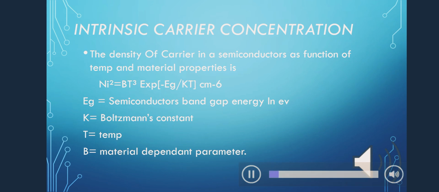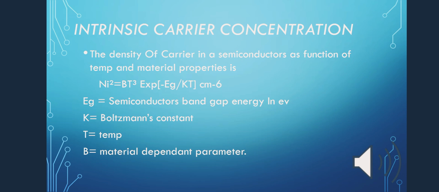Carrier concentration. The density of carriers in the semiconductor as a function of temperature and material properties is Ni square equal to B T cube exponent of minus Eg by kT, per centimeter to the power minus 6. Eg is the semiconductor band gap energy in electron volts, k is the Boltzmann constant, T is the temperature, and B is a material dependent parameter.